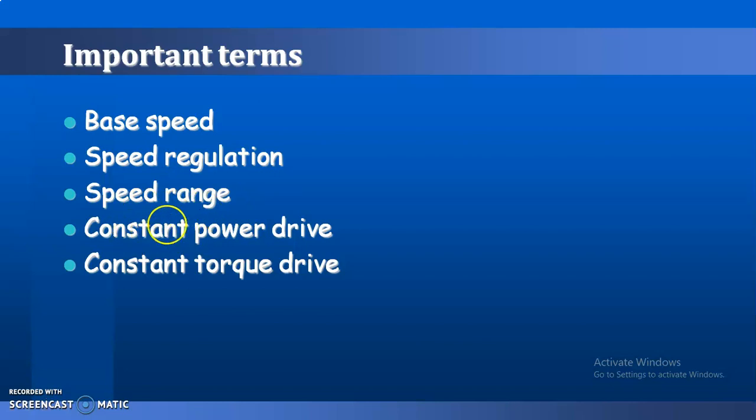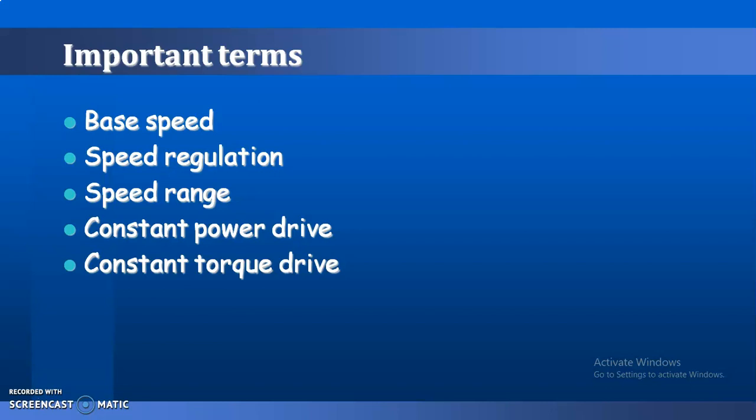Next one is the constant power drive. If the shaft power is constant for a given speed, then the system is called a constant power drive. Again, if the shaft torque is constant for a given speed, then the system is called a constant torque drive.